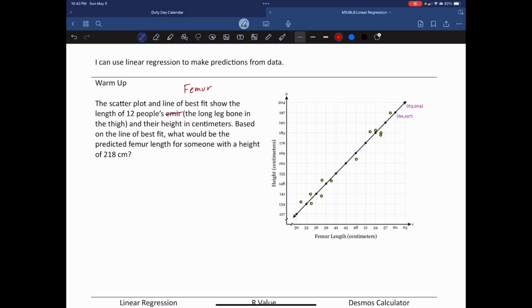Today we're going to learn about linear regression. Here's the warm-up. Please give it a shot. If you need more time, please pause the video.